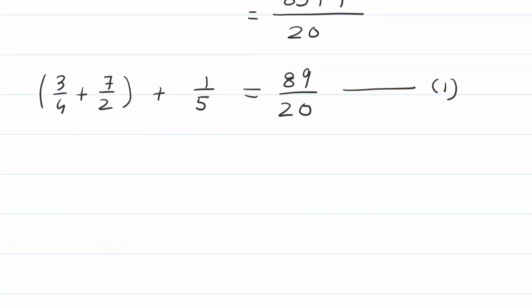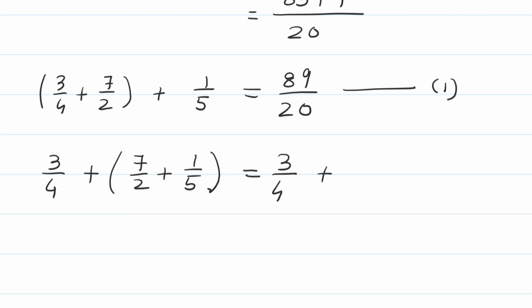Now RHS. First we will add 7 by 2 and 1 by 5. And then we'll combine 3 by 4 with the result. So addition of 7 by 2 and 1 by 5 first. Here we have changed order. LCM of 2 and 5 is 10. So change base to 10.